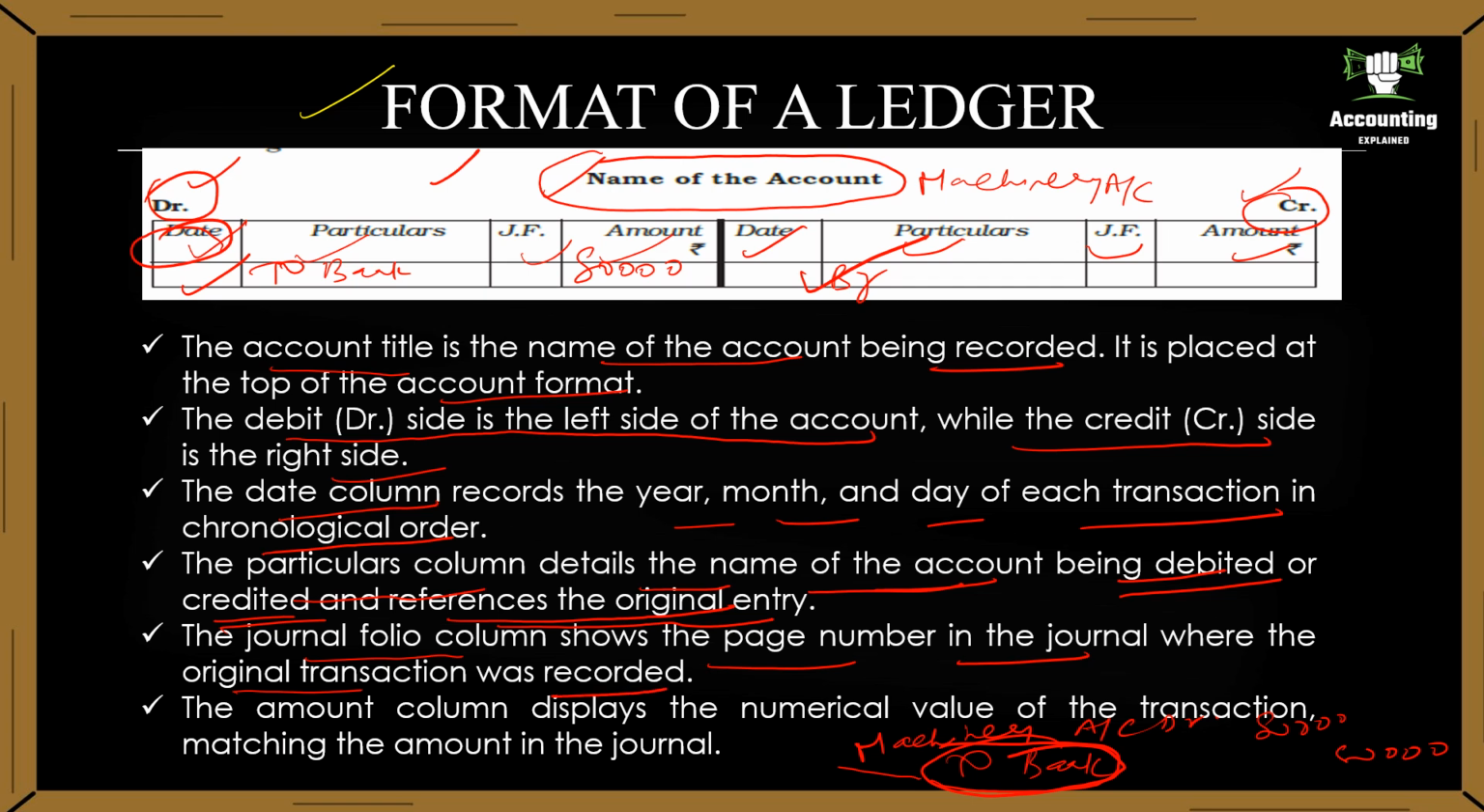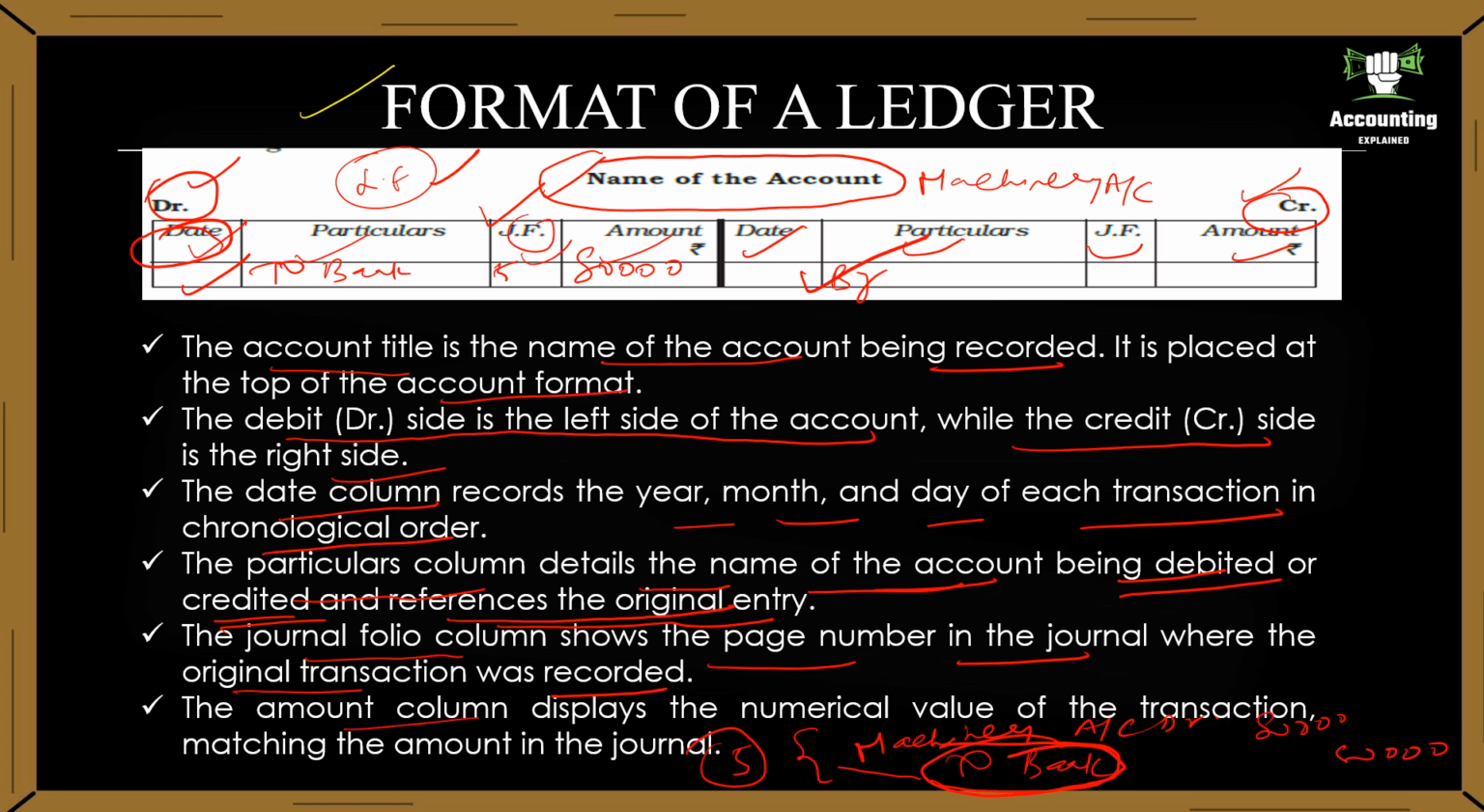In the journal entry, what did we see? We saw LF, right? That is ledger folio. In the ledger account, you will see journal folio. That is the page number where you have written this journal. If you have written this journal on the fifth page, then this 5 will be written here. Folio is page number. Okay.